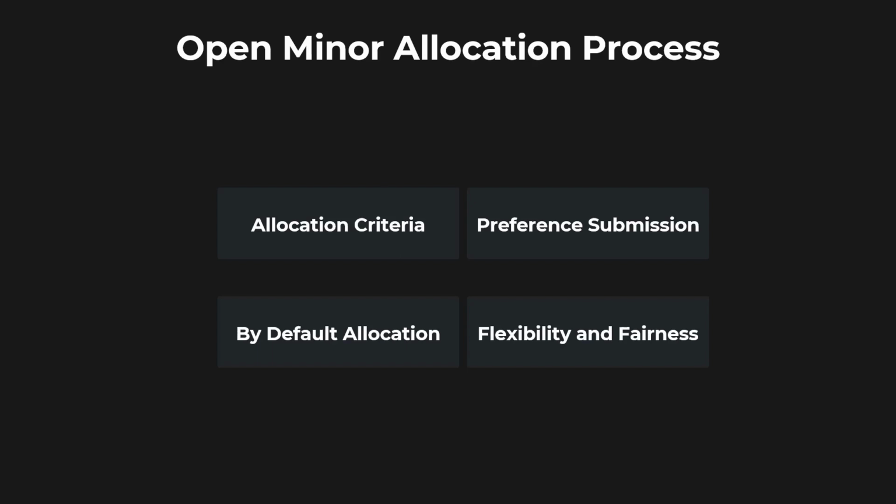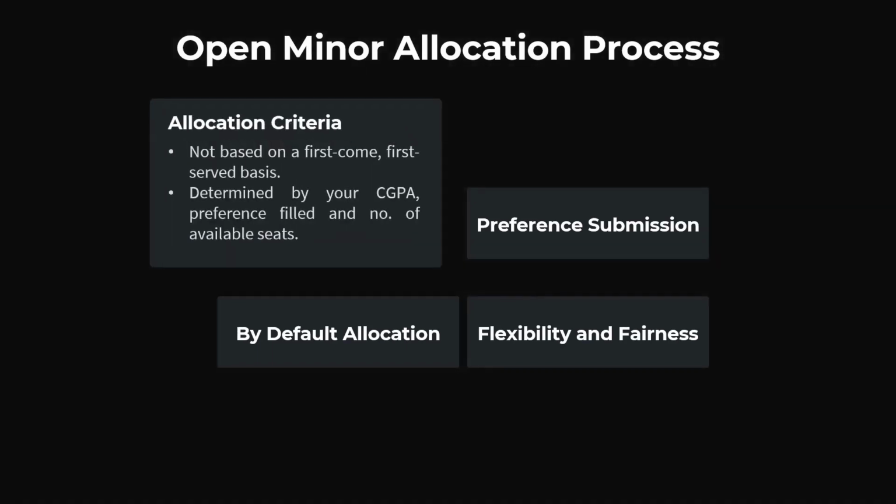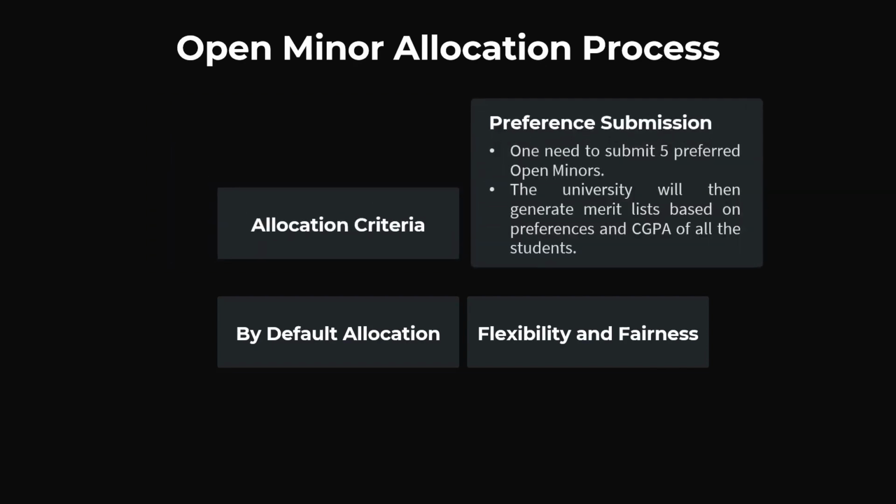The very first thing is the allocation criteria. Now, allocation criteria is not based on a first come, first serve basis. Rather, it will be determined by your CGPA, preference filled by you, and the number of available seats. Talking about the preference submission, one needs to submit 5 preferred open minors. The university will then generate a merit list based on the preferences and CGPA of all the students.